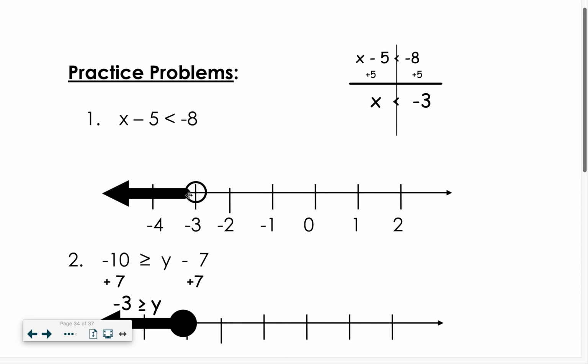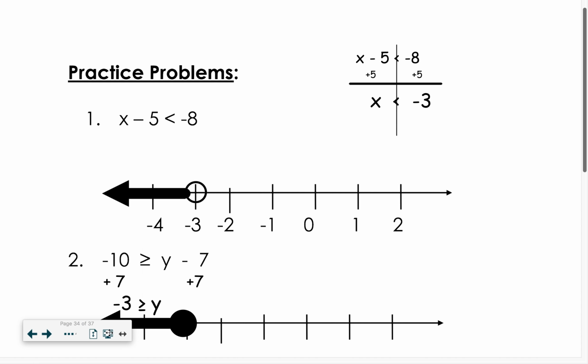We decide which way to shade on the number line by taking a number from each side of the circle and plugging it in and seeing which one makes your statement true. So for this instance, we plugged in -2. We said that doesn't make sense. -2 is not less than -3. So then we plugged in -4 and we said -4 is less than -3. So we shade to the left.